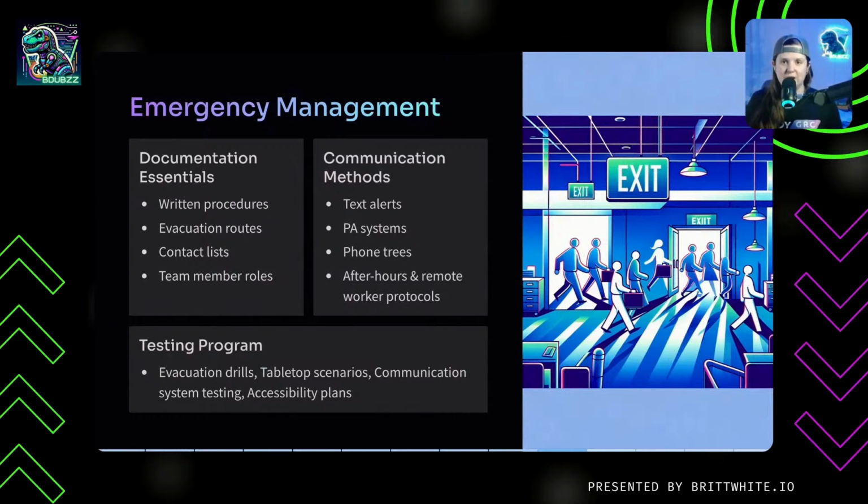Next, solid communication. How do you alert everyone? You should have multiple channels ready. This could be text alerts, PA systems, and phone trees. Don't forget special protocols for after hours and remote workers. Finally is regular testing. You need to run those quarterly evacuation drills, practice tabletop scenarios, and test your communication systems.